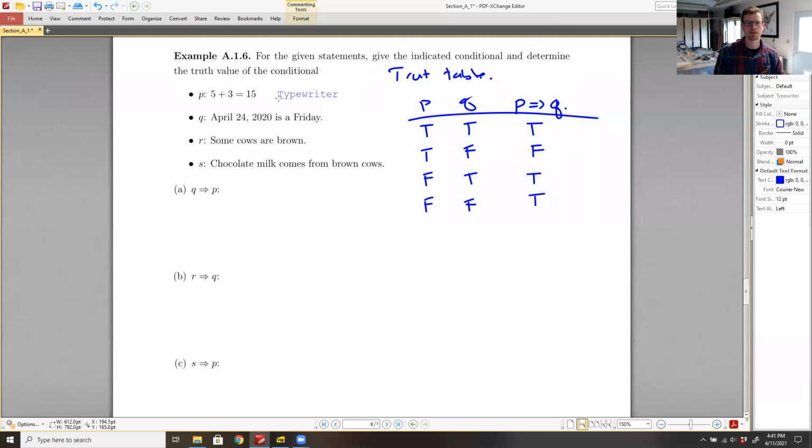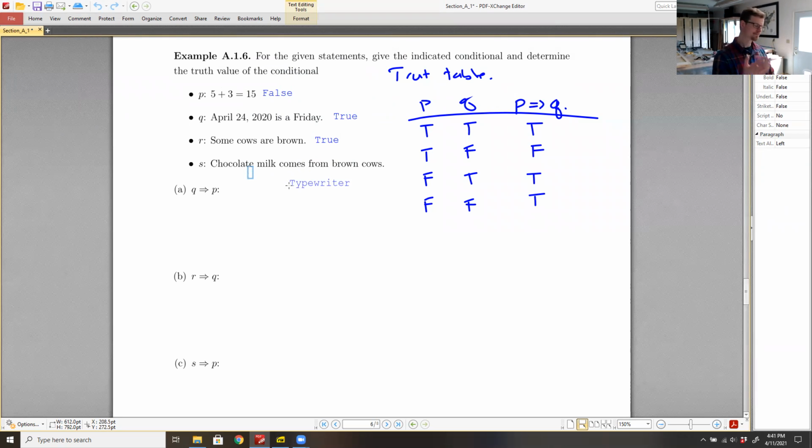All right. Anyway, so let's take a look at our component statements here and determine whether they themselves are true or false. So it's the same collection that we've been taking a look at. So 5 plus 3 is equal to 15. Of course, that's false. April 24th, 2020 is a Friday. We said that is true. Some cows are brown. That is true. And chocolate milk comes from brown cows.